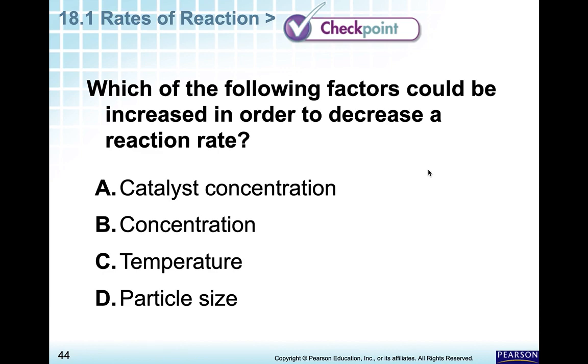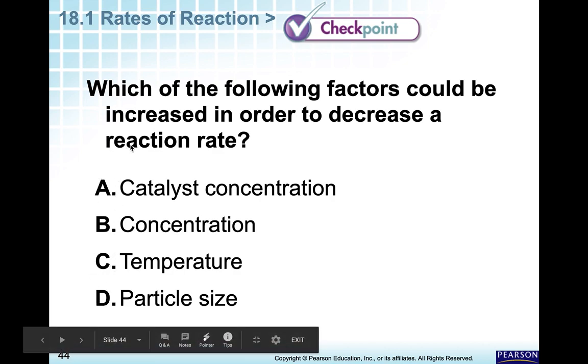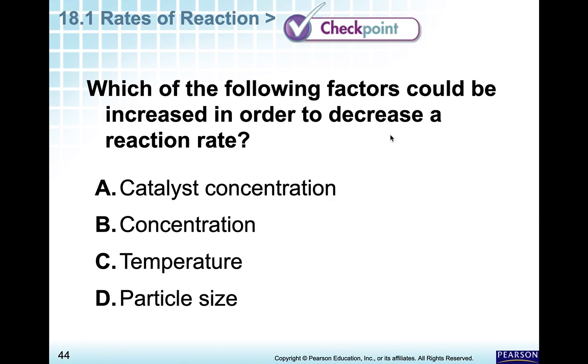All right, so one question for you to review this information. Which of the following factors here could be increased in order to decrease the reaction rate? Think about that to yourself, and I'll bring up the answer in 1 second. We want to increase one of these in order to decrease or slow down the reaction rate.